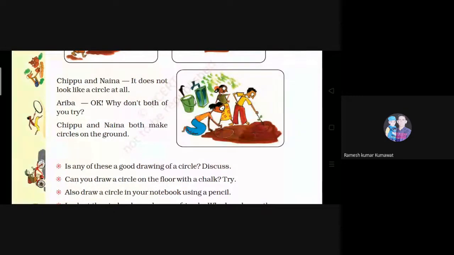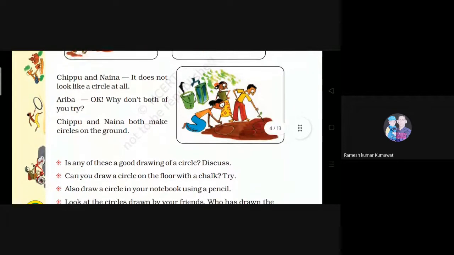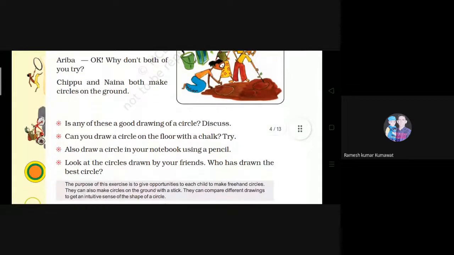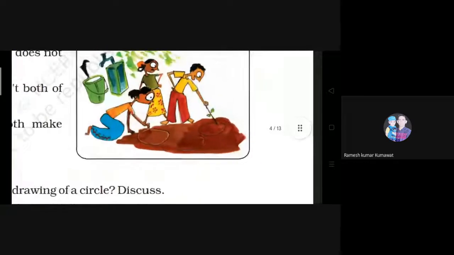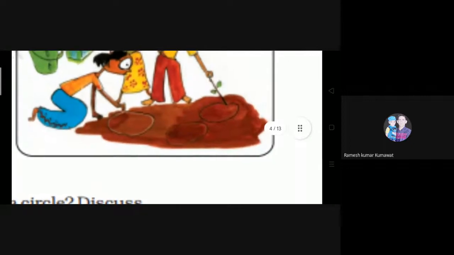So, unhone sabne circle try kiya. Is any of this a good drawing of a circle? Bataiye. Yahan pe aapko dikh raha hoga, circle draw kiya hai.